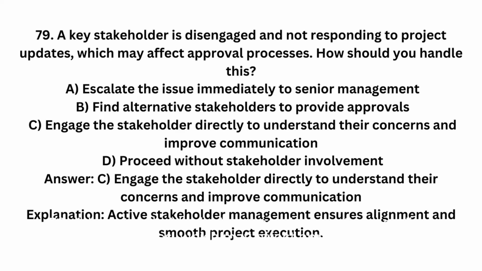79. A key stakeholder is disengaged and not responding to project updates, which may affect approval processes. How should you handle this? A. Escalate the issue immediately to senior management. B. Find alternative stakeholders to provide approvals. C. Engage the stakeholder directly to understand their concerns and improve communication. D. Proceed without stakeholder involvement.